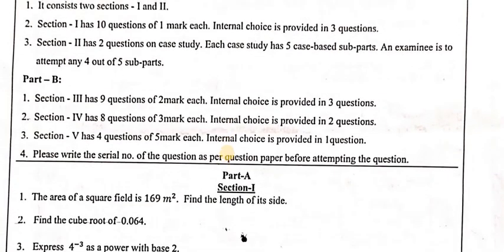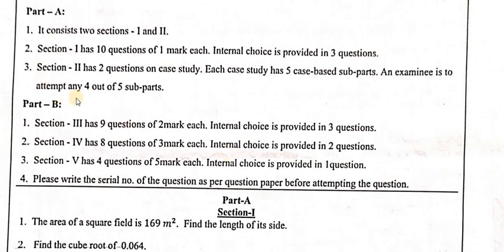In the second part, part B, we are having 3 sections. Section 3 has 9 questions of 2 marks each, internal choice is provided in 3 questions, and section 4 has 8 questions of 3 marks each, internal choice is provided in 2 questions only, and section 5 has 4 questions of 5 marks each, internal choice is provided in only 1 question.